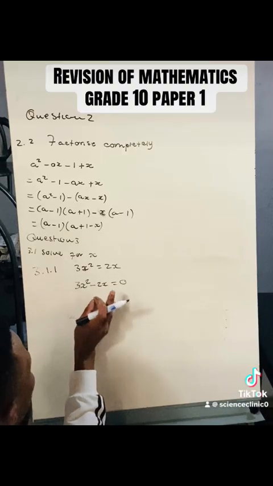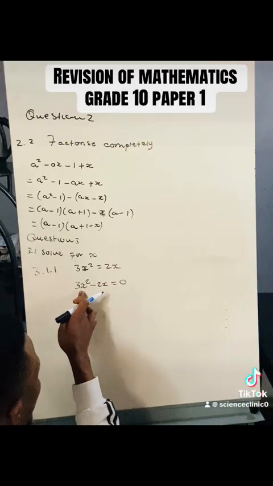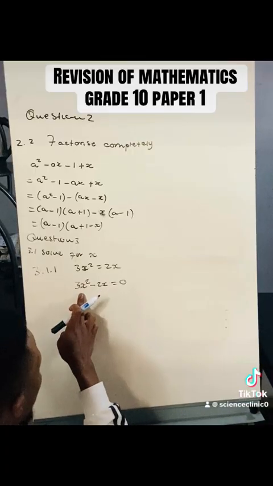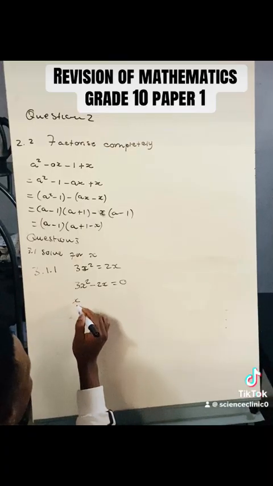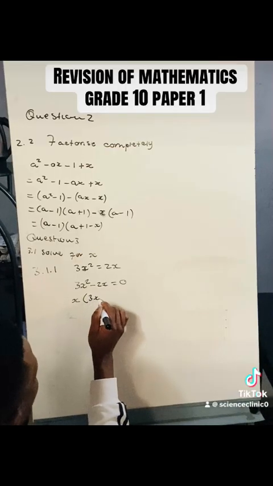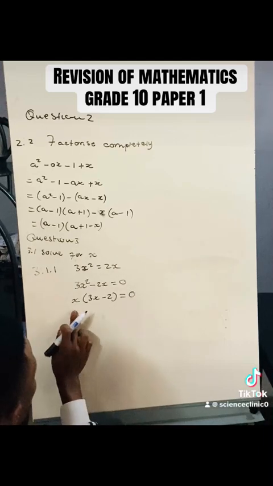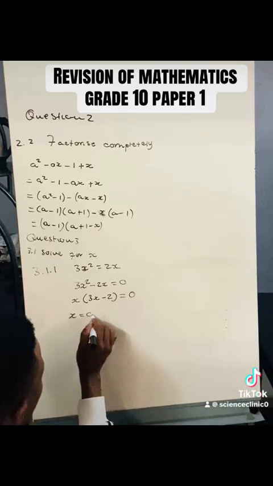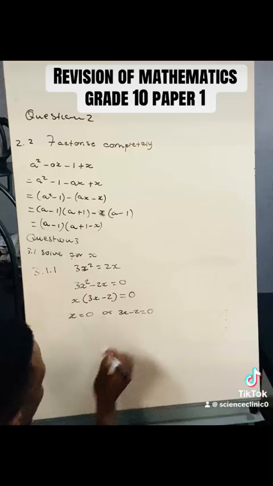Meaning now we have something that we call a common factor. The common factor will be x, because it appears on the first and on the second term. Therefore, we take out x. As you take out x in brackets, you're going to have 3x minus 2 equals 0. Then you take this x, you equate it to 0, or you say 3x minus 2 will be equal to 0.